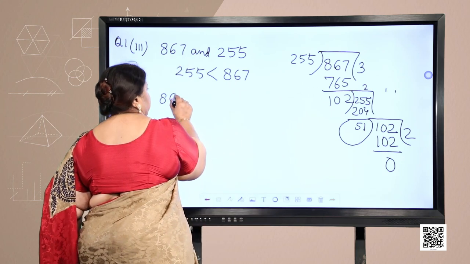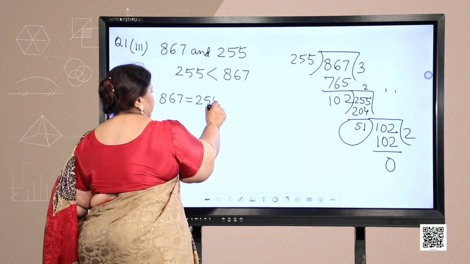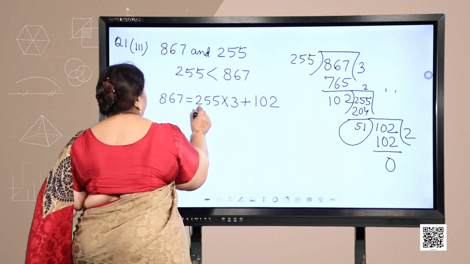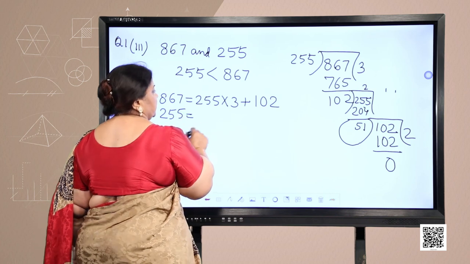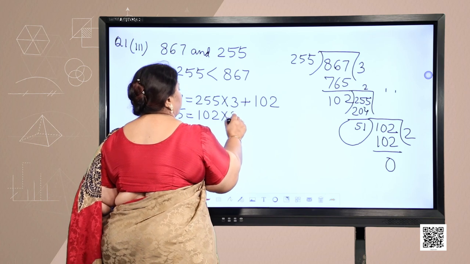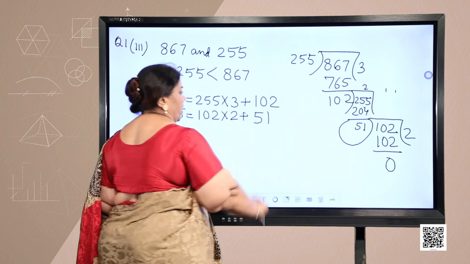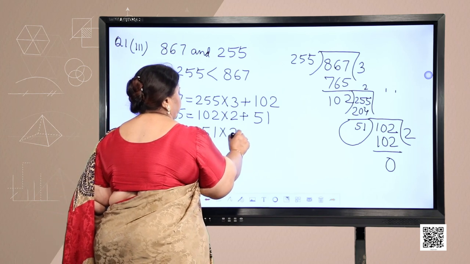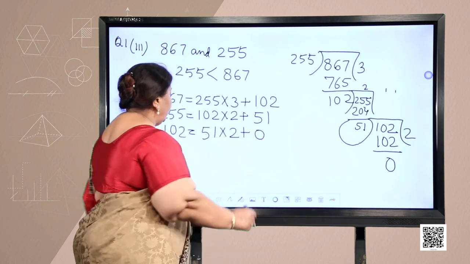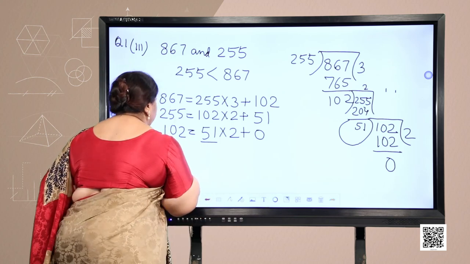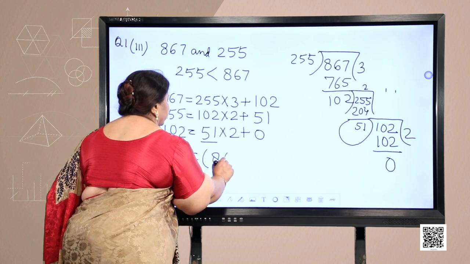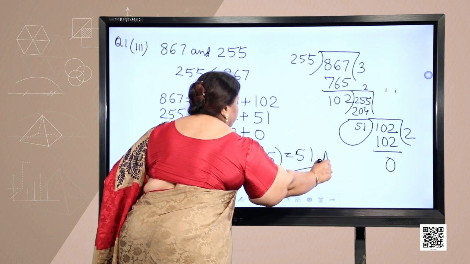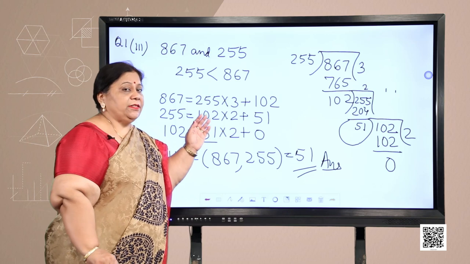How do we write down? 867 is equal to divisor into quotient plus remainder. Remainder was 102. In the next step, we had taken 255 and divisor was 102 into 2 plus remainder was 51. Again, we had taken 102 and we had taken divisor as 51 multiplied by 2 times and remainder was 0. When the remainder is 0, the divisor at this step becomes the highest common factor. So we can write down HCF of 867 and 255 is equal to 51. So this is the method to calculate highest common factor using Euclid's division algorithm.